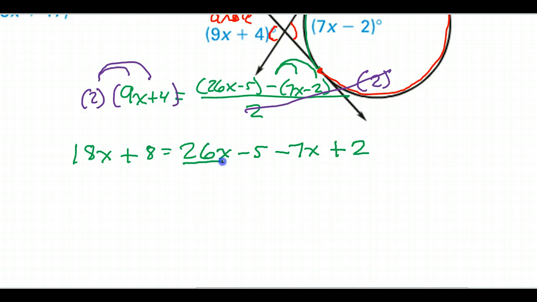So now I need to combine my like terms. 26x and minus 7x, those go together. And then negative 5 and positive 2. So that's going to give me 18x plus 8.